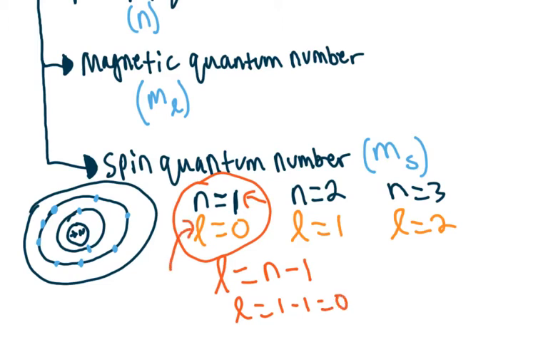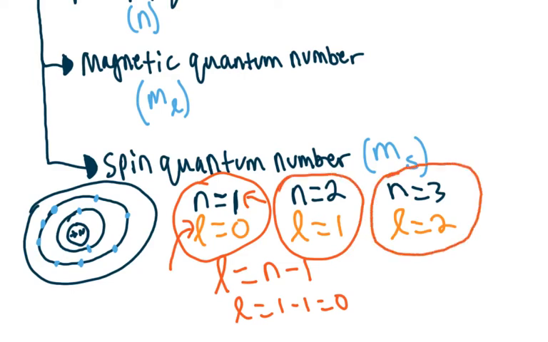Right? L is equal to 0, and you can see that same thing for when the principal quantum number is 2, and for the same thing when the principal quantum number is 3. The azimuthal quantum number is always going to be the principal quantum number minus 1. All right, so that's the relationship between the azimuthal quantum number and the principal quantum number.